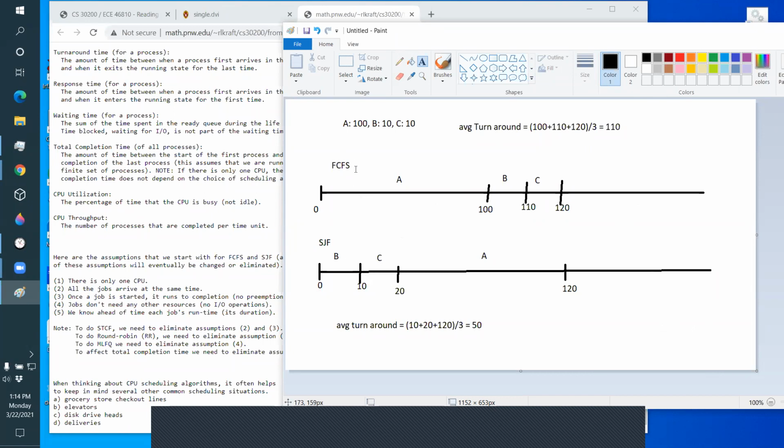Another algorithm we could do is longest job first, but that's exactly what we did here. First come, first serve also happened to be longest job first. And in that case, it didn't give us a good turnaround time. Doing your long jobs first is probably not a great idea because it makes short jobs wait too long. Okay. All right.